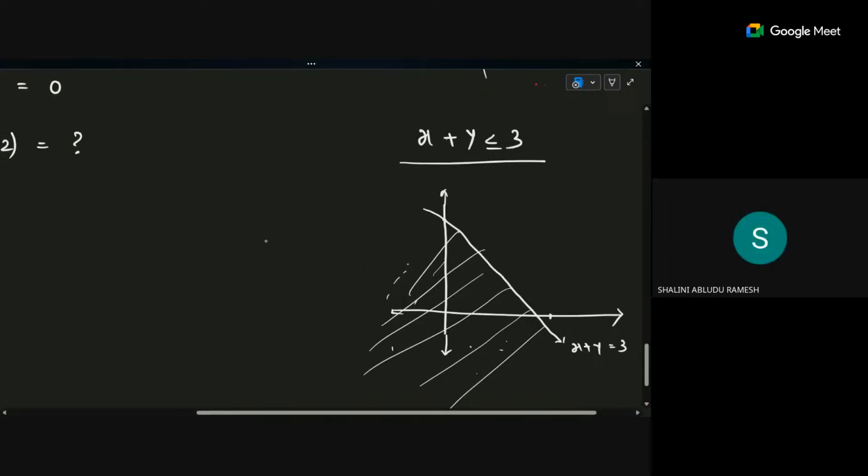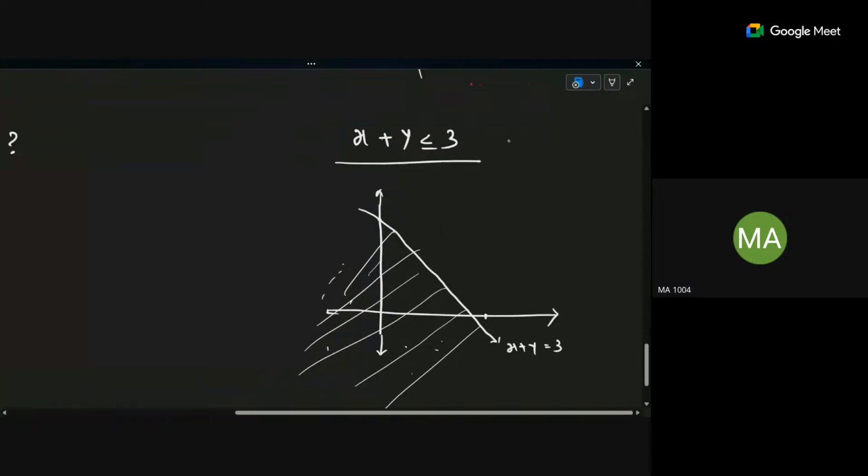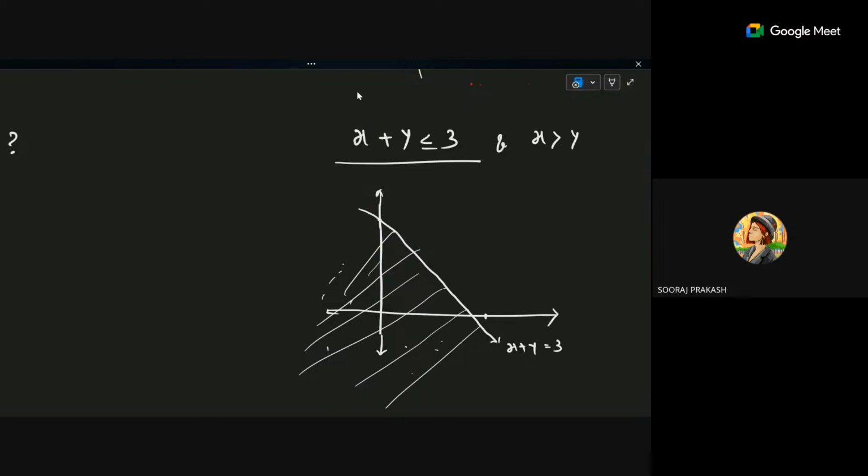Clear, ma'am. Thanks, ma'am. Again, if I ask in this same graph, I want to find x plus y less or equal to 3 and x is greater than y, what will be your answer? It will be just a simple straight line from origin. So just draw the line x is equal to y like that. And what is greater than y?